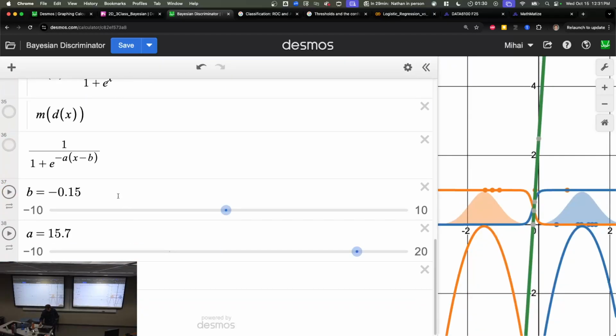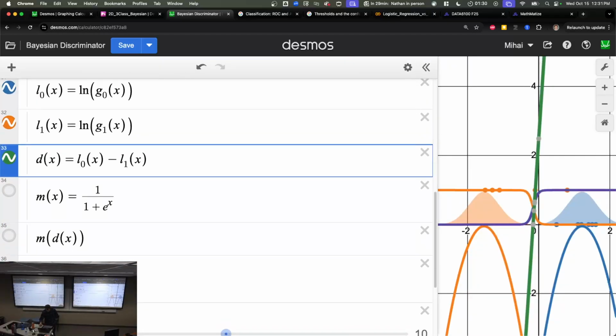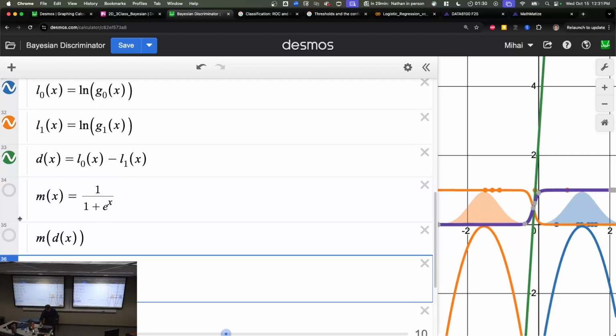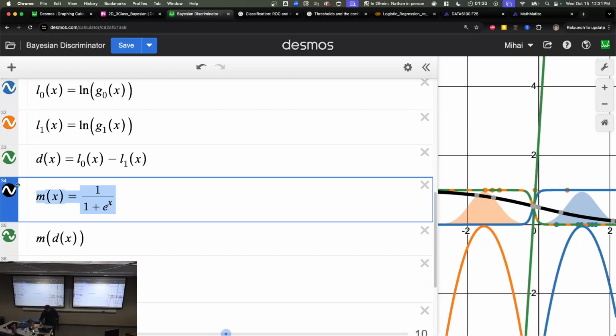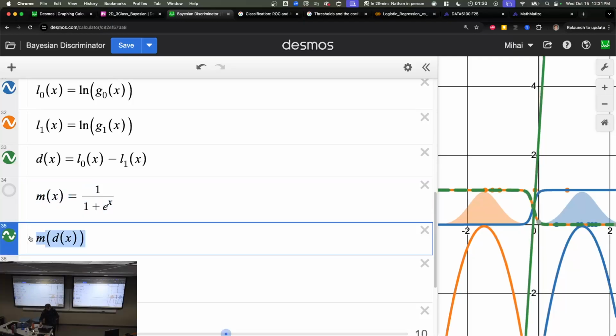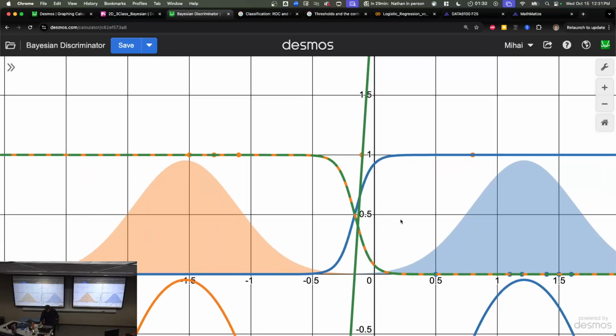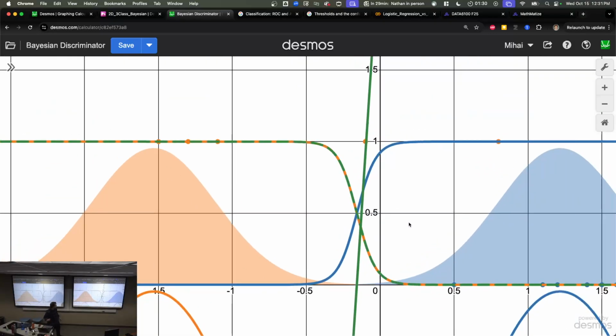I think I have one more thing on here, which is I did this thing just like I said. That's the purple one. I want to do this one. Yeah, there we go. So m of x is the sigmoid, or the reverse sigmoid. And then m of d of x, the dotted green, is exactly doing the sigmoid applied to the green curve, and it exactly gives the orange curve, just like I showed with algebra on the blackboard. Okay, so that is the linear discriminant analysis.